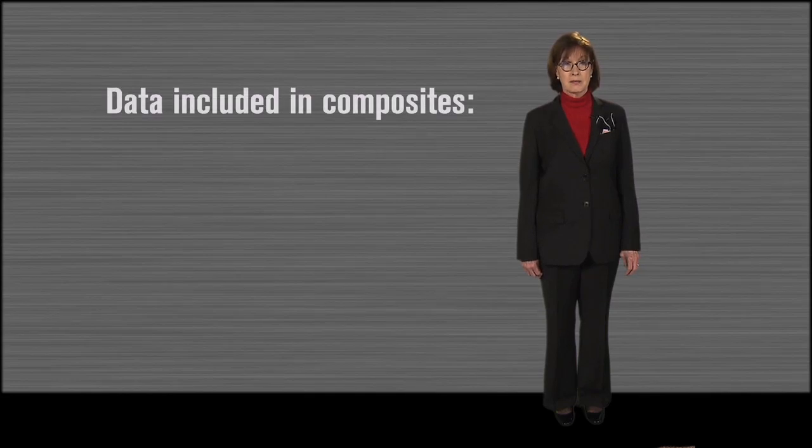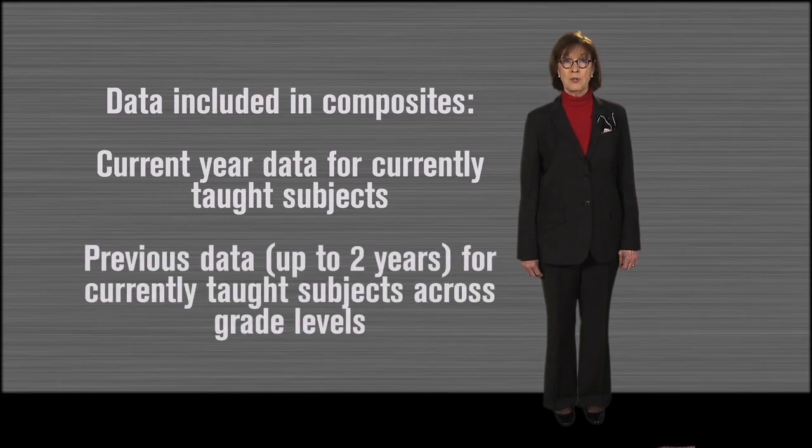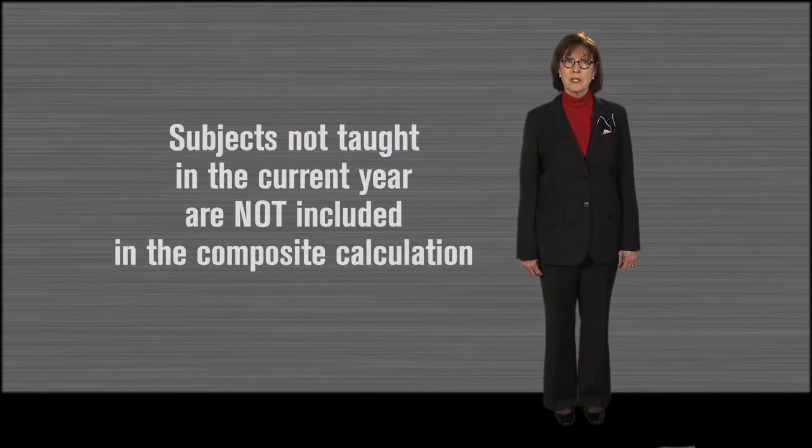Previously, teacher, school, and district effect was reported by subject and grade. These will be combined into a single 1 through 5 level score. What data is included in composites? Current year data for currently taught subjects. Previous data up to 2 years for currently taught subjects across grade levels. Subjects not taught in the current year are not included in the composite calculation.